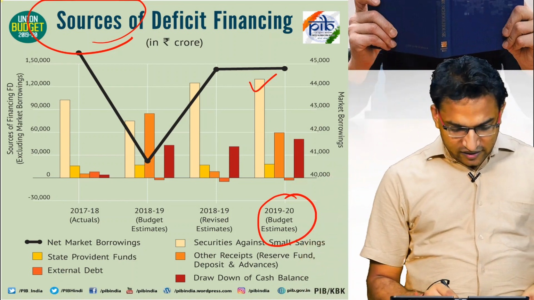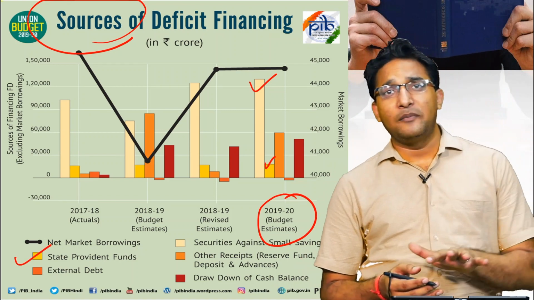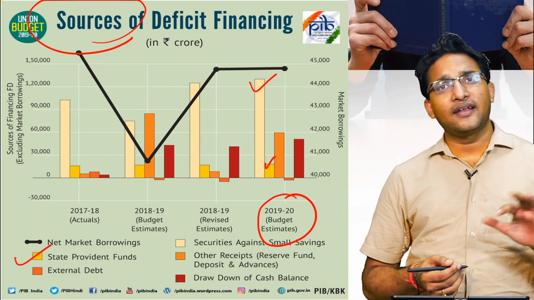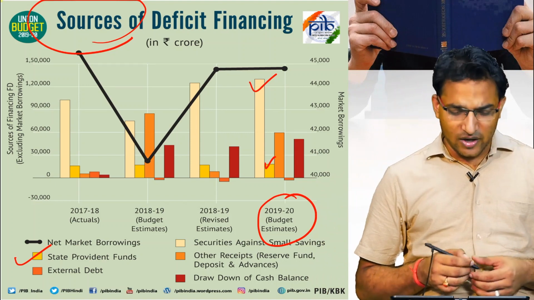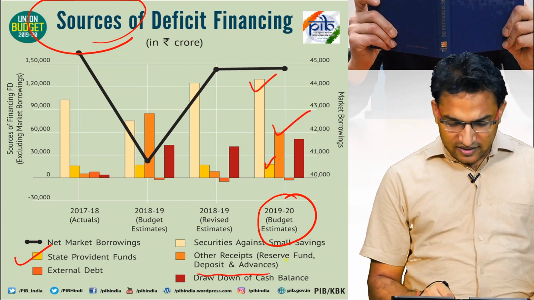Then the second one is the state provident funds. Provident funds are the retirement funds. People deposit their money into the provident fund so that they can get it at the time of retirement. Again, this is a part of the public account only. Then the third one is the other receipts, reserve fund, deposit, advances.